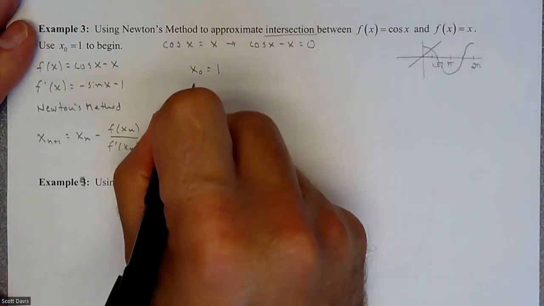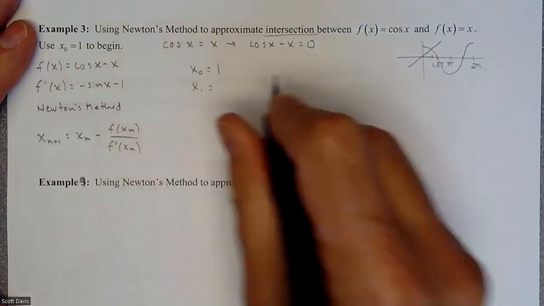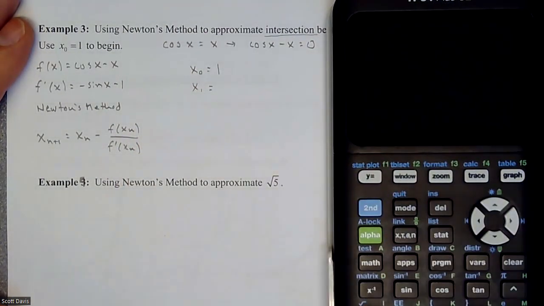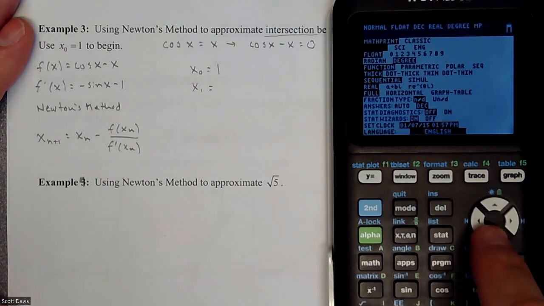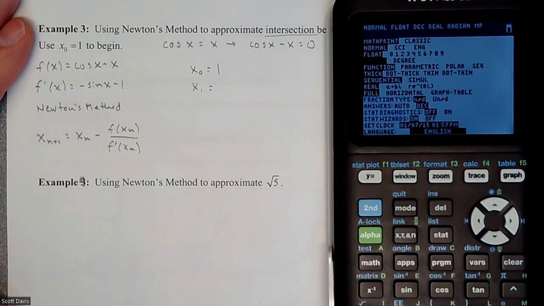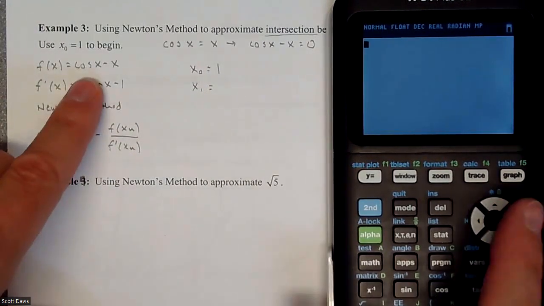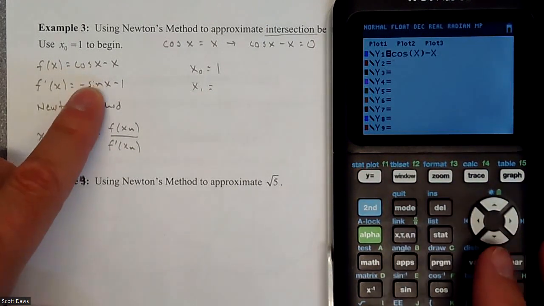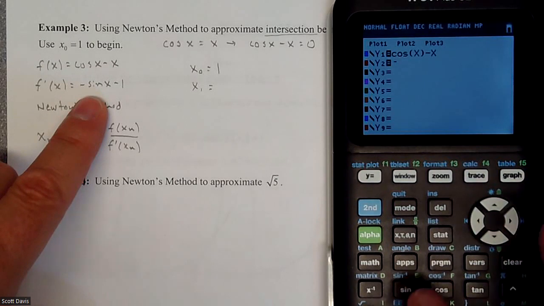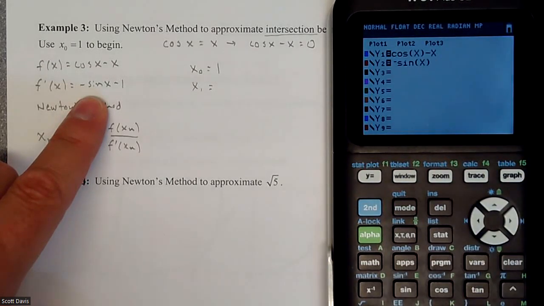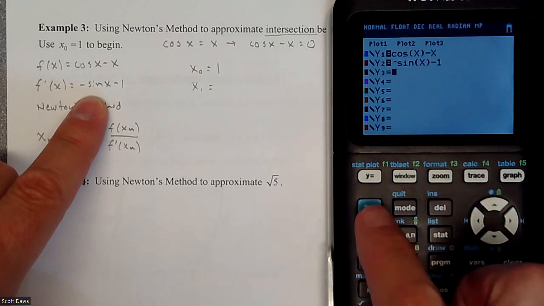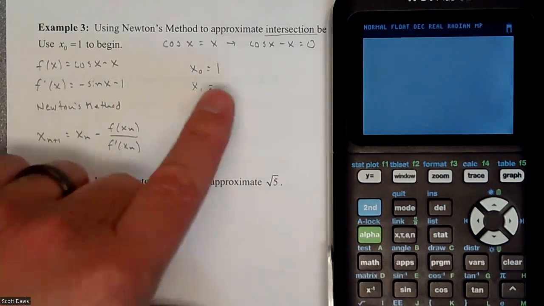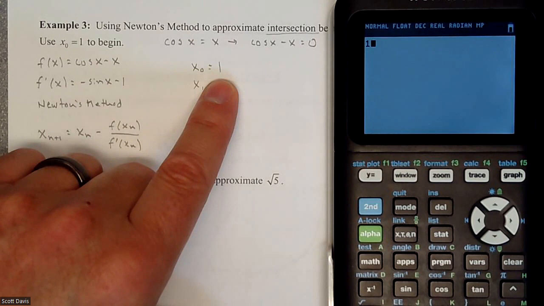I don't know. So to start this process, I'm going to be using the calculator. First thing I want to make sure is that things are in radians. Then into my original equation, I'm going to enter cosine of x minus x. And my second equation is my derivative, sine of x minus 1. I'm going to quit out of that, and then start by storing 1 as x.